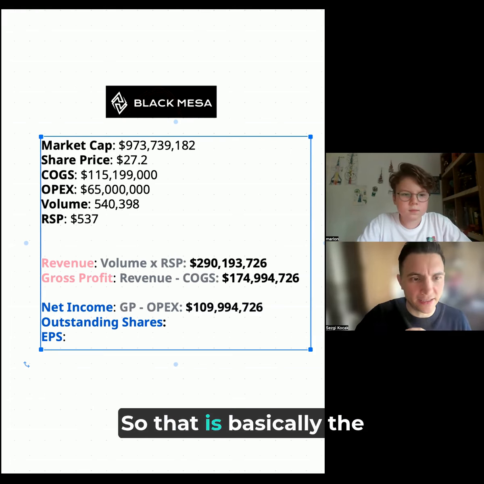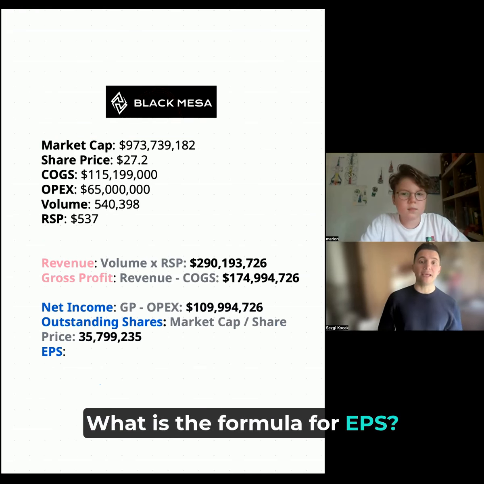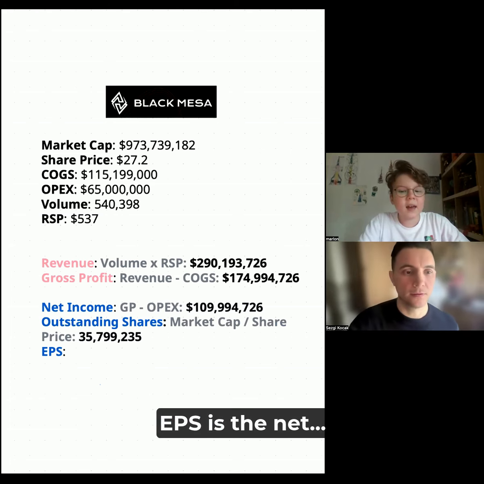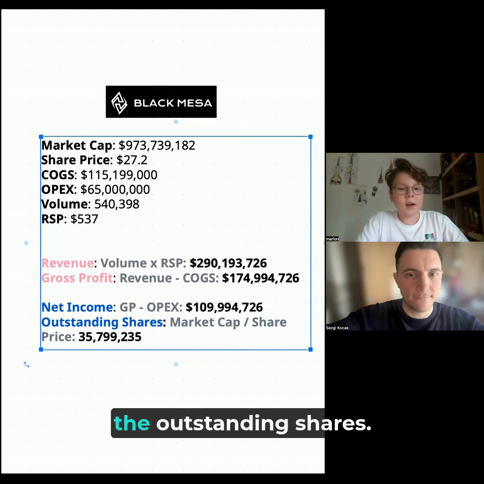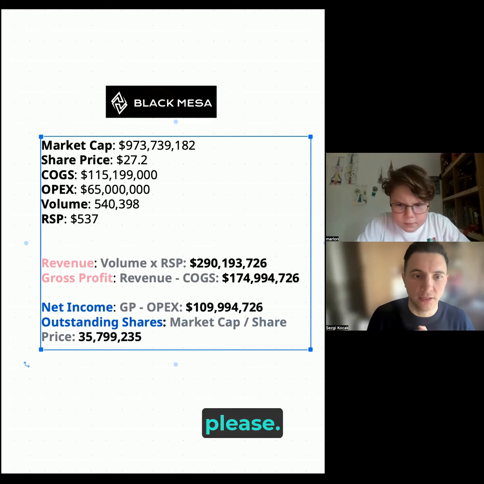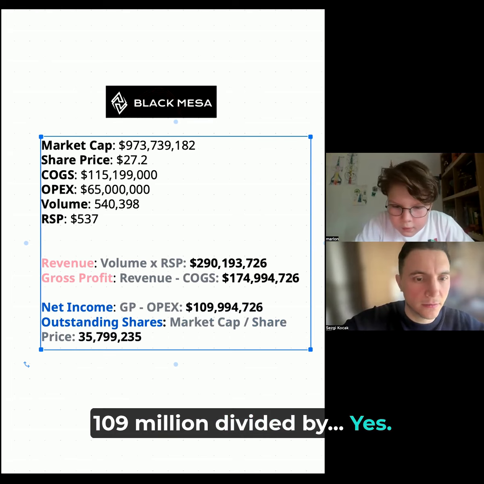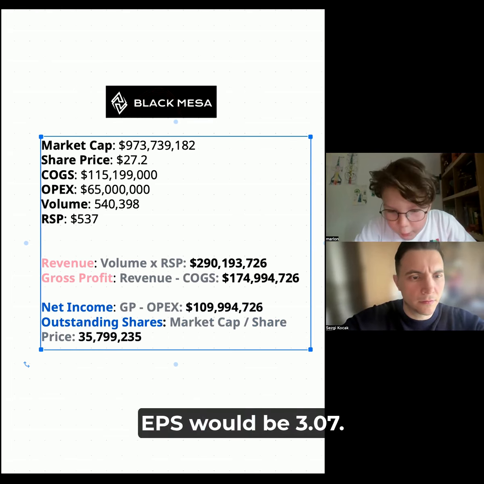Okay, that is great. Now you have the net income, you have the outstanding shares. What is the formula for EPS? So the formula for EPS is the net income divided by the outstanding shares. That is so true. All right, so if that is the case, let's make that calculation, please. 109 million divided by the outstanding shares, the EPS would be 3.07.